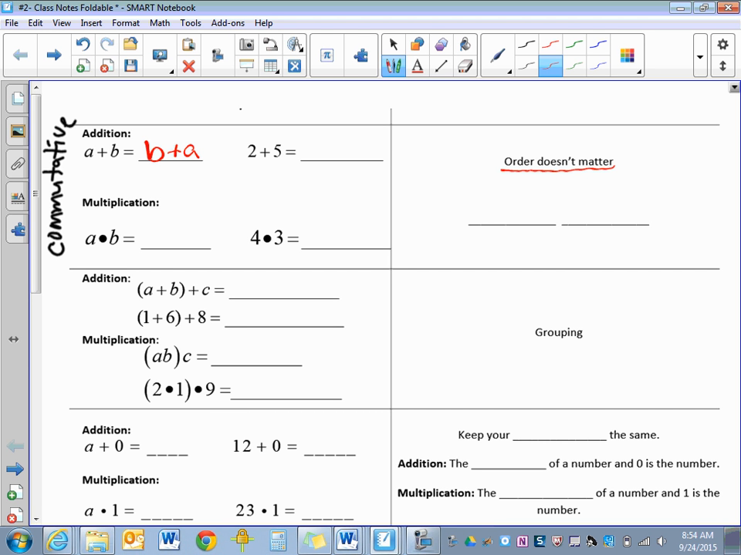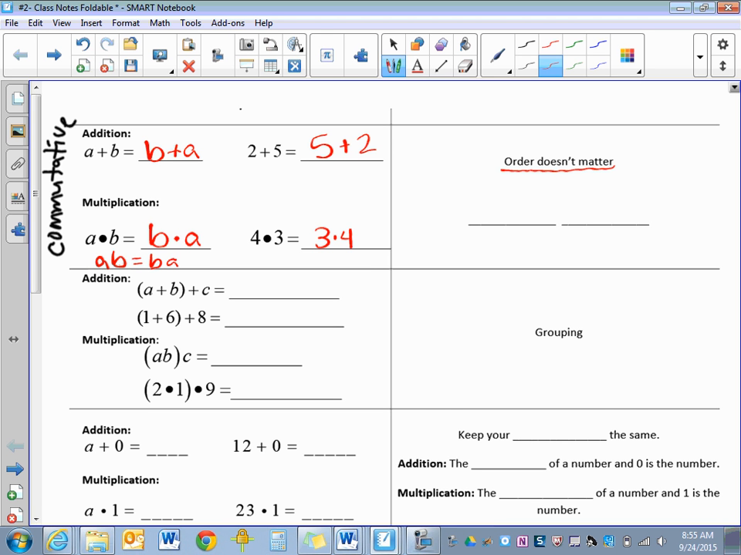So for example, 2 plus 5 is the same thing as 5 plus 2. This one's pretty simple. This is also true for multiplication. A times B is the same thing as B times A. Or you can think of it as AB is the same thing as BA, because remember that's multiplication. So 4 times 3 is the same thing as 3 times 4.